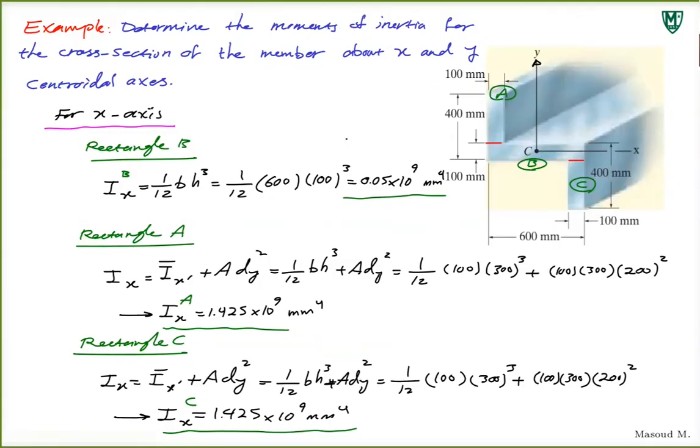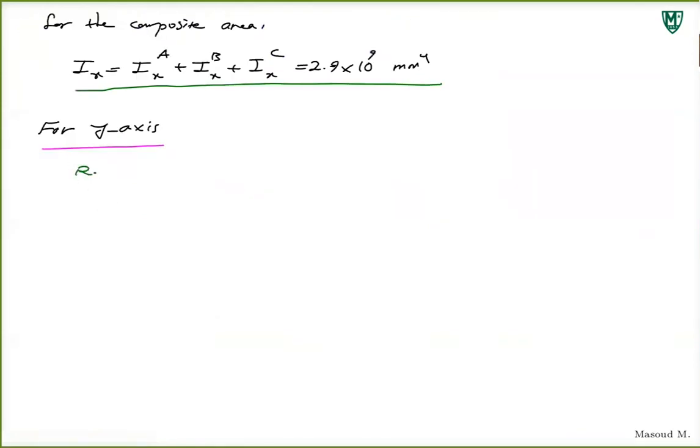I'm going to look at each segment separately, find the area moment of inertia for each segment about y-axis for the general composite area, and then use those to find the area moment of inertia for the composite area about y-axis. Right? So starting with rectangle B, go with the same order.